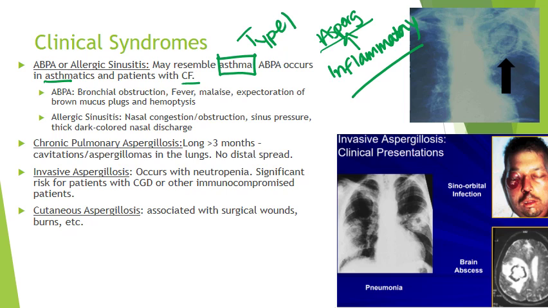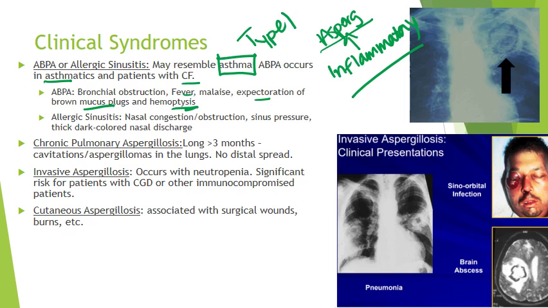And in severe cases, as this gets worse and worse, you can see bronchial obstruction, fever, malaise, and then you can also get expectoration of the brown mucus plugs. And remember, we also see mucus plugging in asthma, so that's why it's almost an exacerbation of the asthmatic response there. And in really severe cases, you can even see some hemoptysis occur.